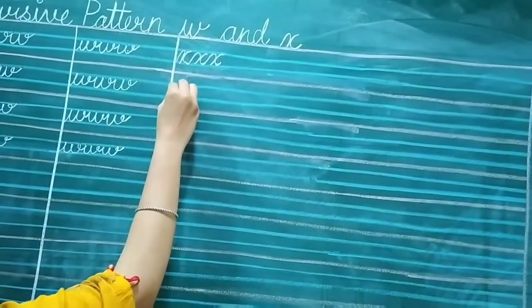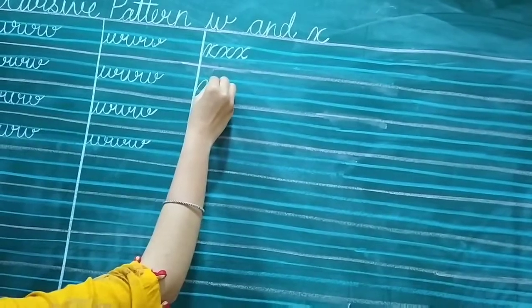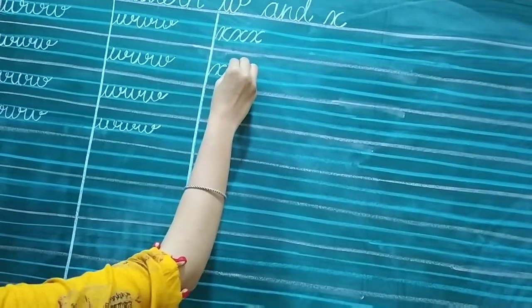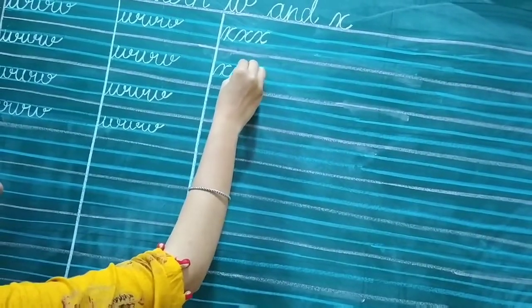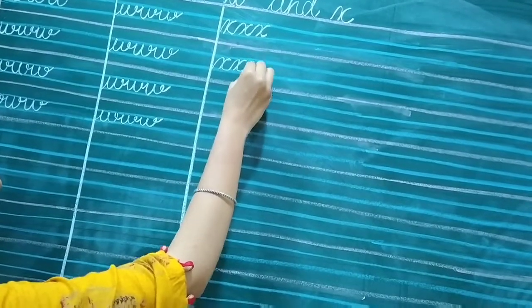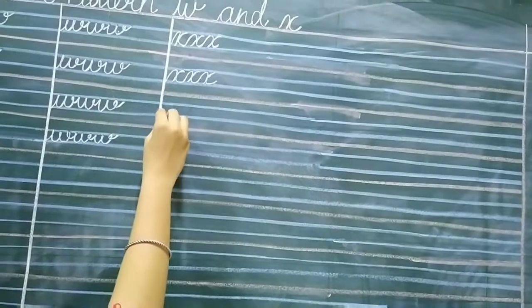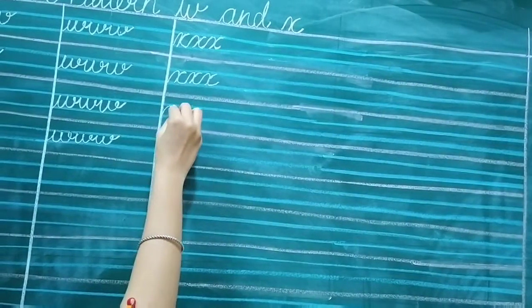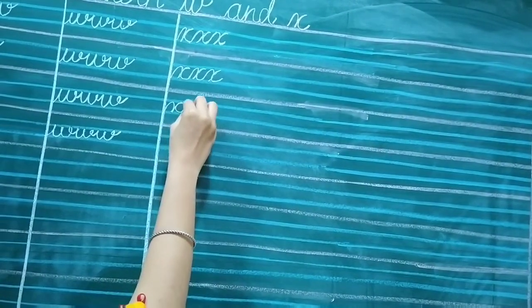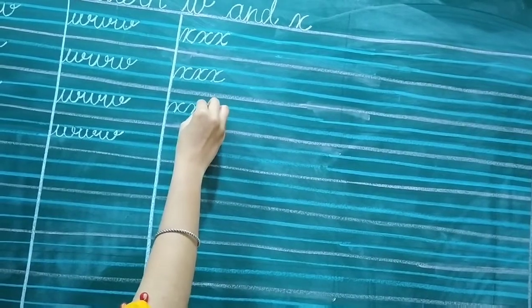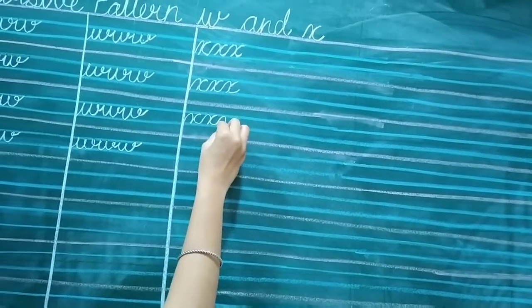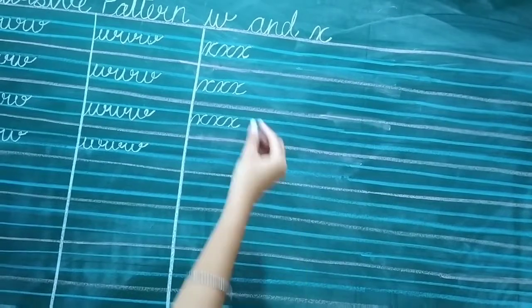Let's write again. X, this way. You have to not leave your hand and write it continuously in the second blue line. X. X for? Yes, tell me, X for? Xmas tree. We decorate Xmas tree in Christmas, 25th December, right? And Santa Claus also comes.